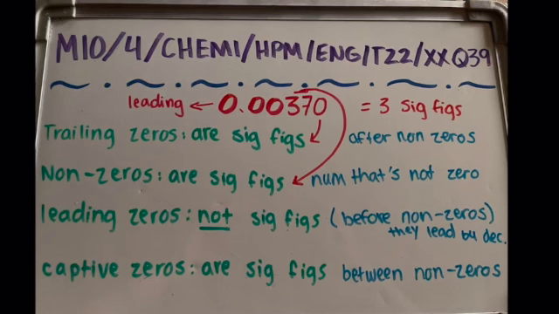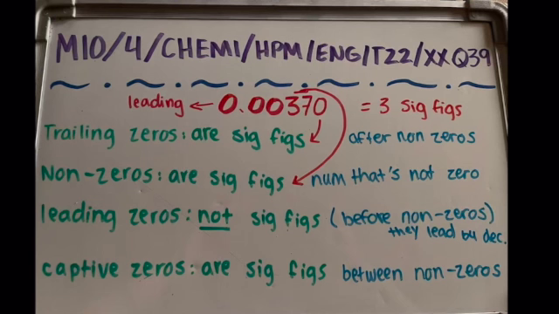Next we have leading zeros. Leading zeros are not considered significant figures. They come before non-zeros and they lead. They come before the decimal. So for example, in our question, the leading zeros are the 3 zeros, 0.00. Those are considered leading zeros. They come before the non-zeros and they lead our numbers. The 0 before the decimal is also considered a leading zero. So we have 3 non-zeros.